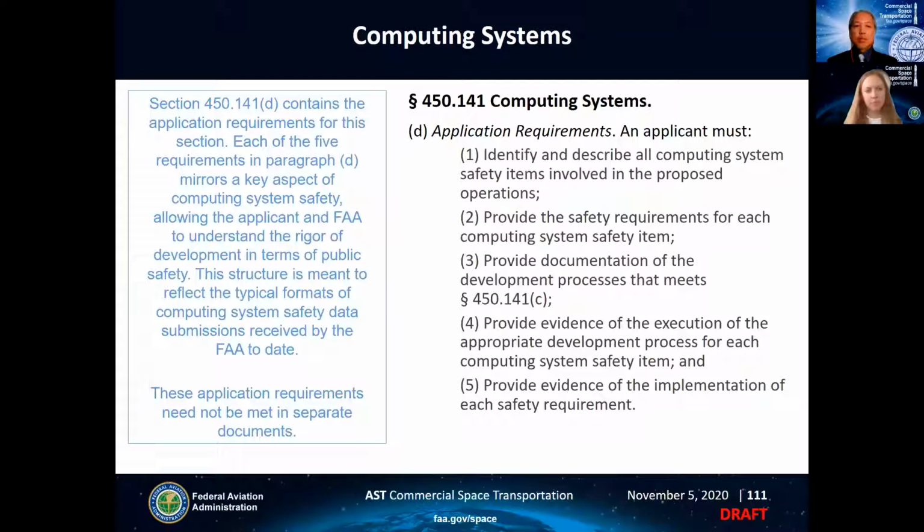Provide documentation of the development processes that meet 450.141(c). Provide evidence of the execution of the appropriate development process for each computing system safety item. That is, what development process was used to develop the safety item. And then provide evidence of the implementation of each safety requirement. This is the verification and validation evidence. Next slide.